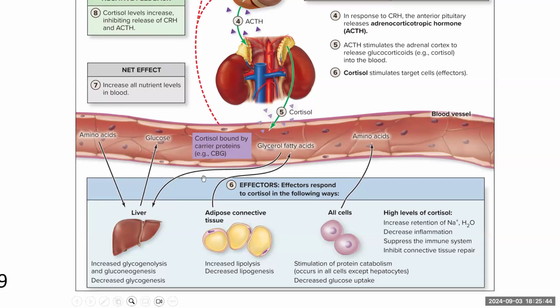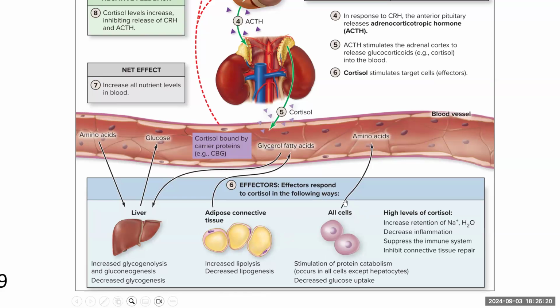When we get to the effectors here in the liver, we're going to increase our glycogenolysis and gluconeogenesis, because we want to increase nutrient levels, and therefore we're going to decrease glycogenesis. We're not going to be putting stuff back on the truck as we take it off. Same thing in the adipose connective tissue: increase lipolysis, so we start to release triglycerides into our bloodstream, and decrease lipogenesis.